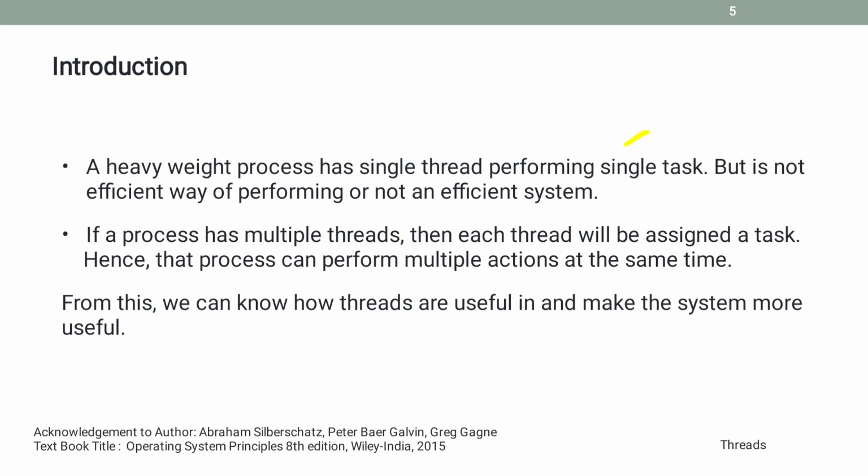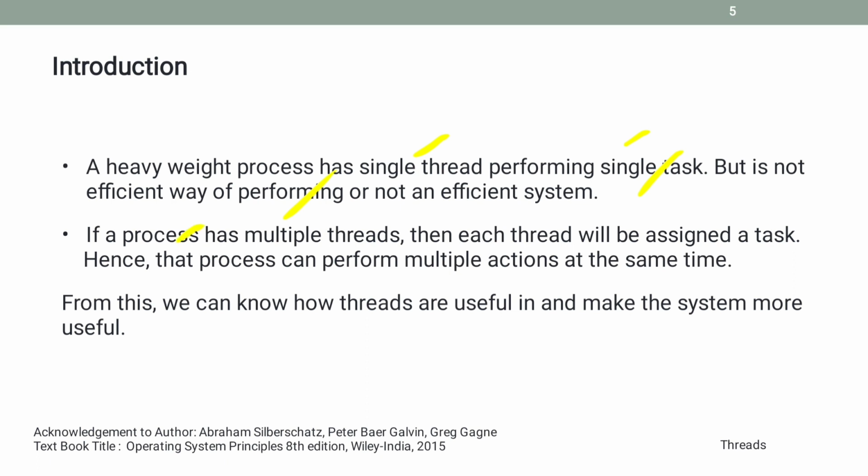It means when a program is taken for processing by the processor, then that program is called a process. In that, if a single flow of control is there, then we say that a single thread is there. It can do a single task because it is like a single program, a single set of instructions being executed. This is not an efficient system.